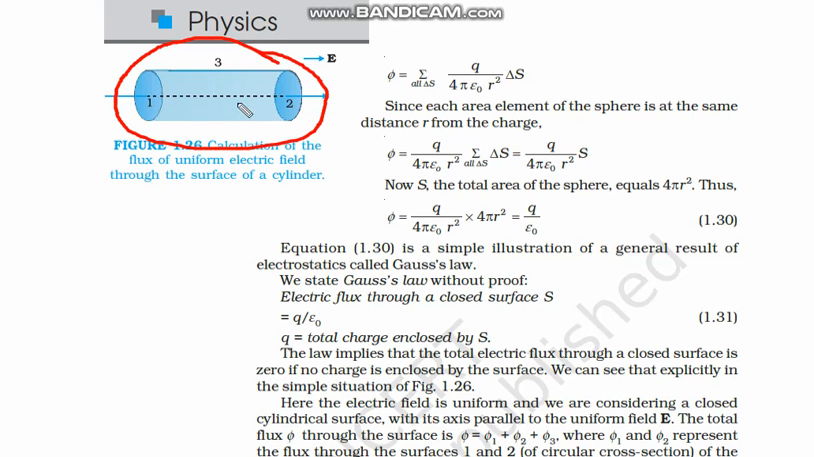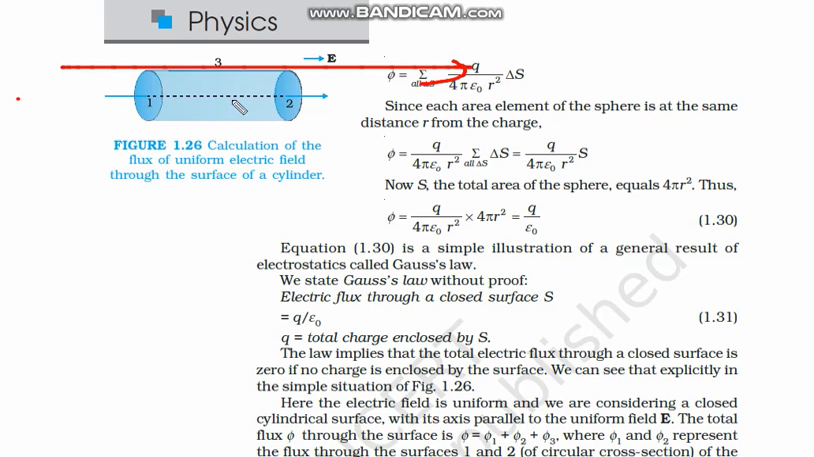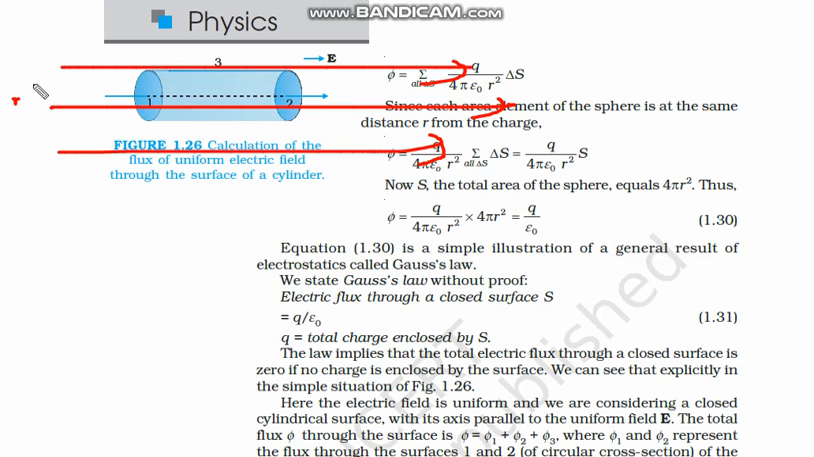there is no charge inside this cylinder, but it is in an electric field. The electric field is coming because of some other charge. Let us say a charge is here, and this charge is sending some electric field in this direction. You know that a charge emits electric field, and the charge is emitting electric field in this direction. But this charge is not inside this cylinder.